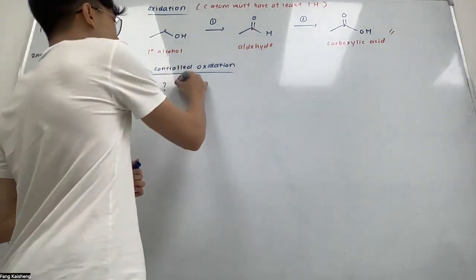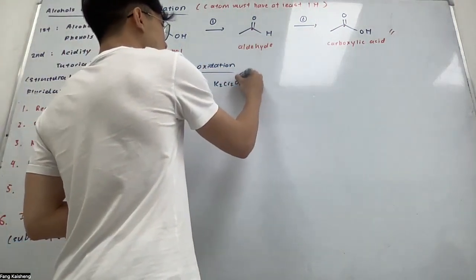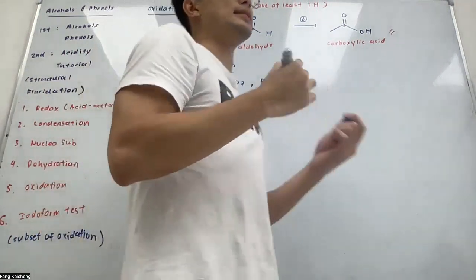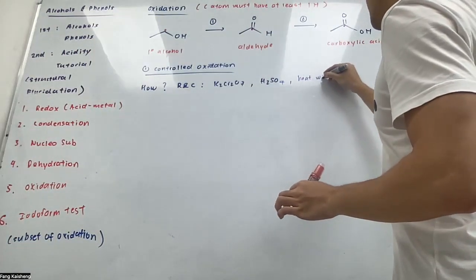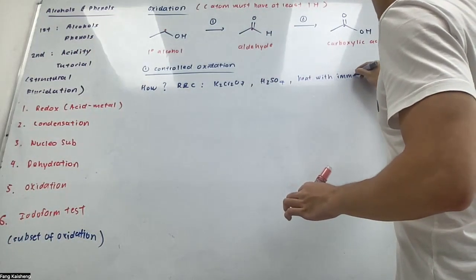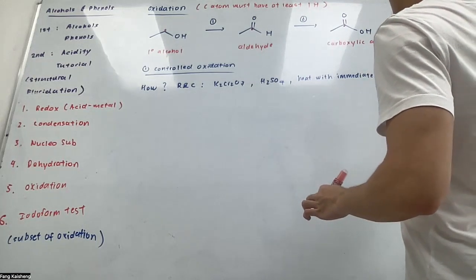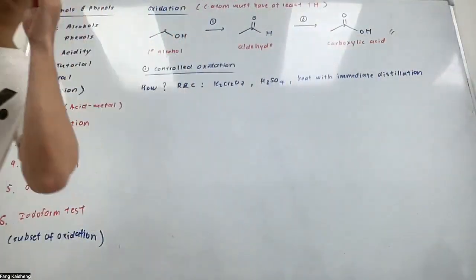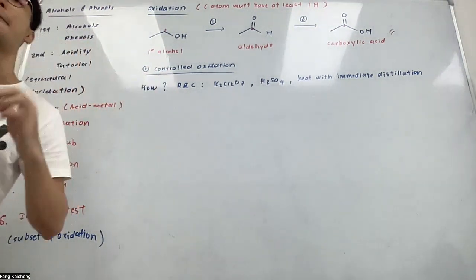So take note, right? This is very important. The reagents and conditions are very specific. I need to use potassium dichromate as an oxidizing agent. H2SO4 is an acidic medium, that one no different. But the catch is that you need to heat with immediate distillation. What this means is that once you heat already, once you get the aldehyde, you must immediately distill it away from the mixture. So let's explain why this is a very specific step.